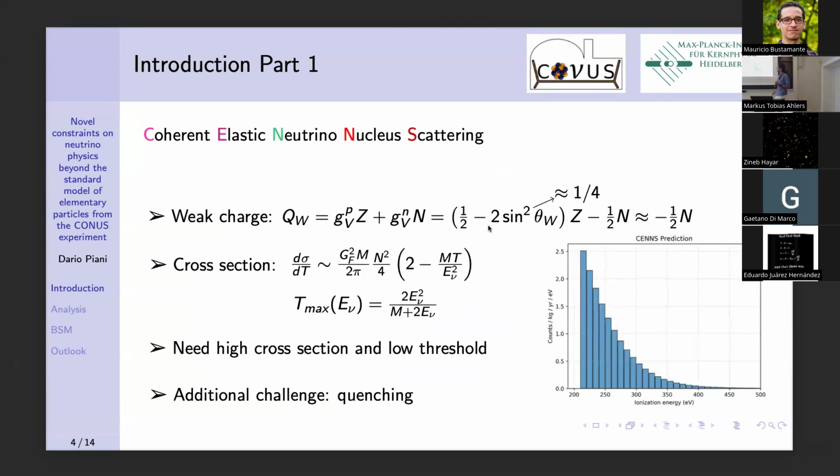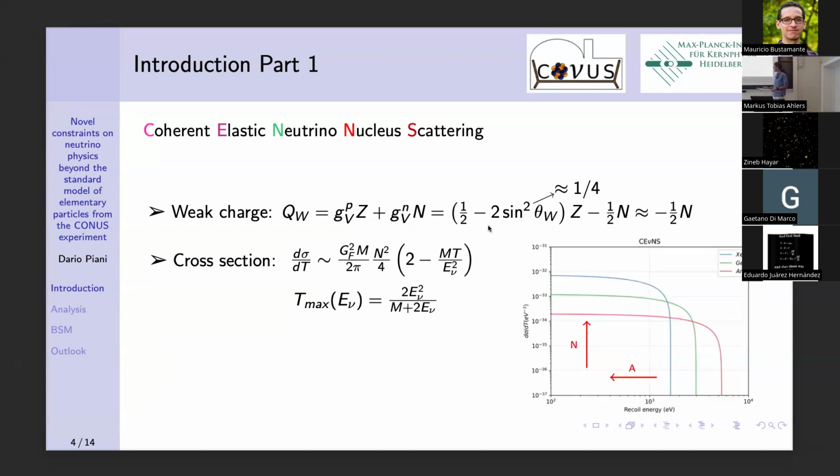Now, what do we need to detect such an interaction? We need, of course, a high cross-section, but since the cross-section, which is plotted here on the right, rises towards lower energies, we also need a low threshold. That is, going towards a low threshold, we get higher cross-sections. An additional experimental challenge that we have here is quenching, since what we actually detect is the ionization energy in the crystal and not directly the recoil energy of the nucleus. And through scattering with other nuclei, the nucleus loses part of this energy via this effect, and not the complete recoil energy goes into ionization.